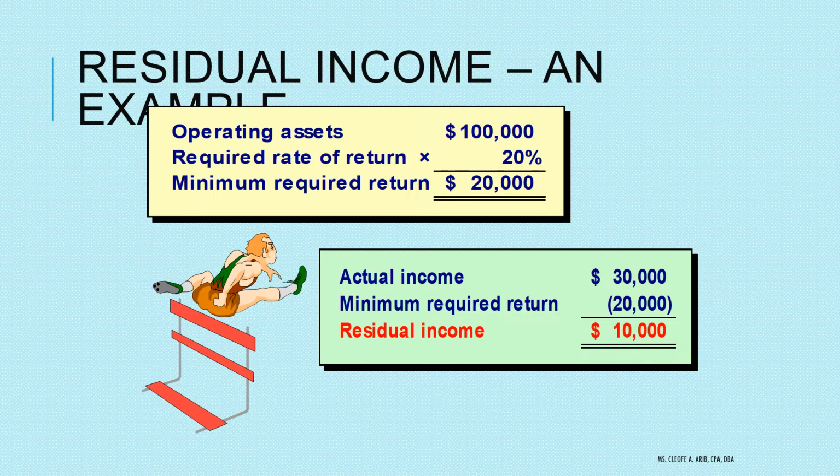Now, if we take a look at the actual performance of the business, the actual income of the business for this particular period is 30,000, which is way higher than the minimum required return of just only 20,000. So we have a residual income of 10,000. So yun yung ibig sabihin, di ba? Residue, excess. So that's excess income over the minimum. So how much is the minimum being required by the business in this particular illustration? Only 20,000. And then how much actual income did we actually give to the business? 30. So we have a positive residual income of 10,000.